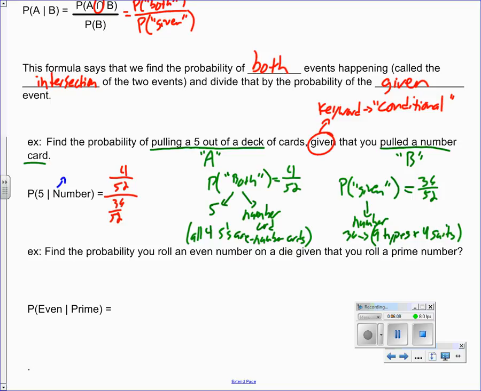So again, this represents both over given. And the rest of this is just working with fractions, doing fraction arithmetic. Whenever we divide by a fraction, we take the bottom fraction, flip it, and multiply. So we'll have 4 over 52 times, flip it, 52 over 36, which makes 4 over 36. That will reduce to 1 out of 9.